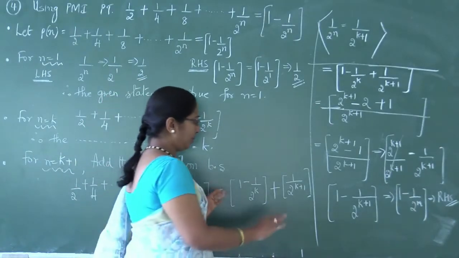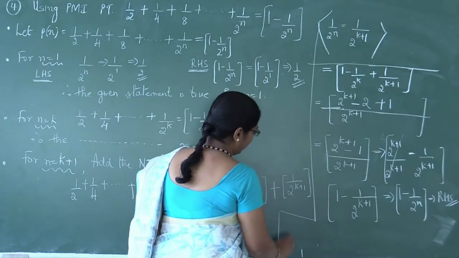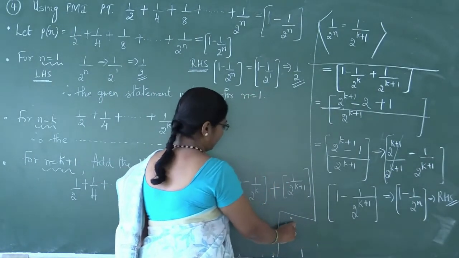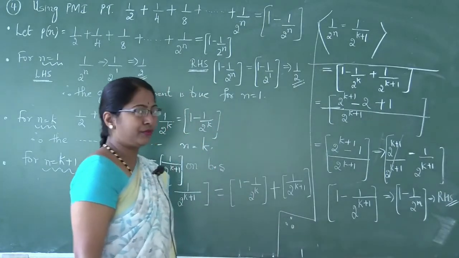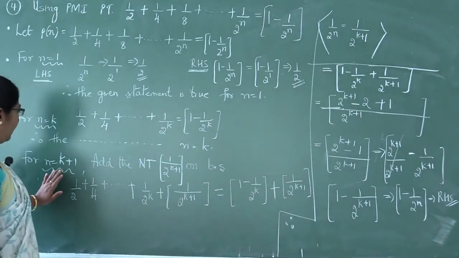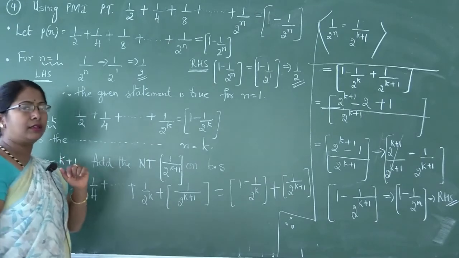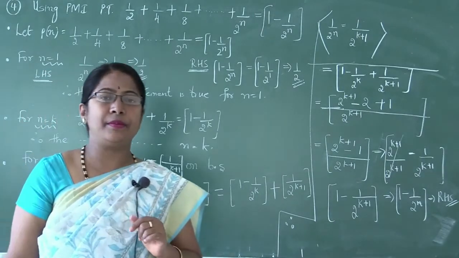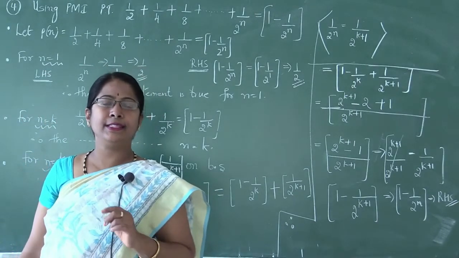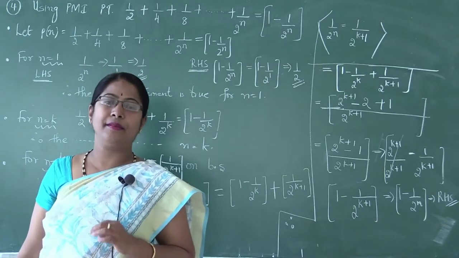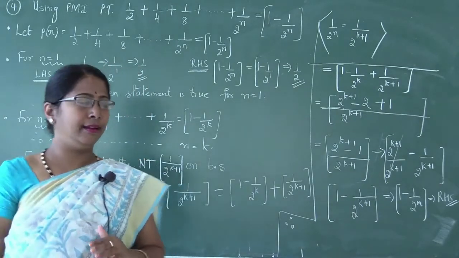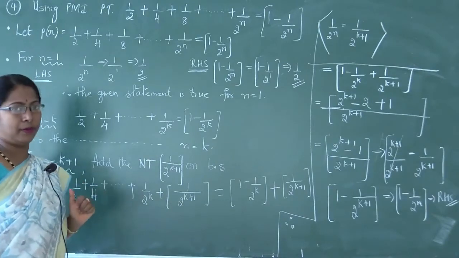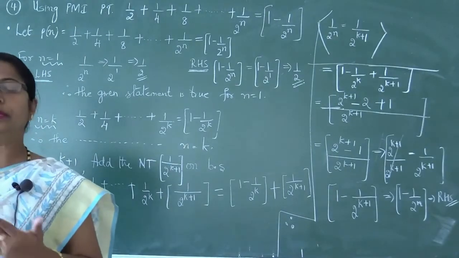You are supposed to write both the statements here. The first statement will be, therefore the given statement is true for what? n equal to k plus 1, and the final conclusion will be, hence by PMI, the given statement is true for all n belongs to N. Clear? This is all about this problem. We shall pass on to the next problem.